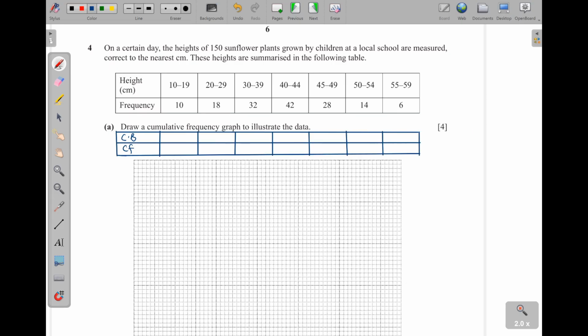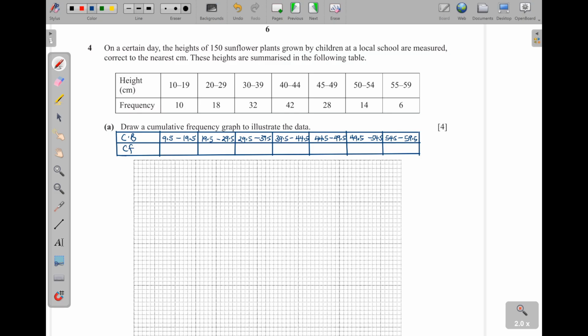Now subtract 10 minus 0.5, you get 9.5. Then here you add the 0.5, so 19.5. What ends is what starts the next one. So this will be 29.5, then 29.5 to 39.5, 39.5 to 44.5, then 44.5 to 49.5, 49.5 to 54.5, then 54.5 to 59.5.